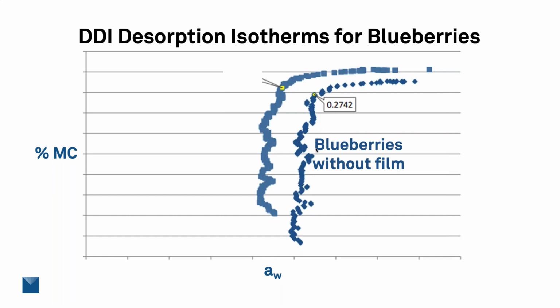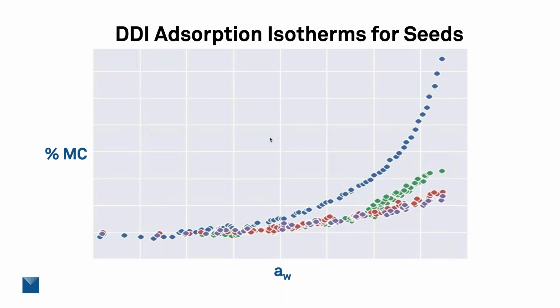Now, if we were to add a film or a coating to these blueberries, you'll notice two things. The first thing is that you have a slightly higher initial moisture content, and now this critical water activity is lower. So it's going to take an even drier environment of about 24% relative humidity before these blueberries start to lose their moisture. So I thought this was a really good example if you're thinking about trying to keep water inside of a product. Now we can look at the exact opposite, trying to keep water out of a product. So this is an example or some data that was collected for seeds.